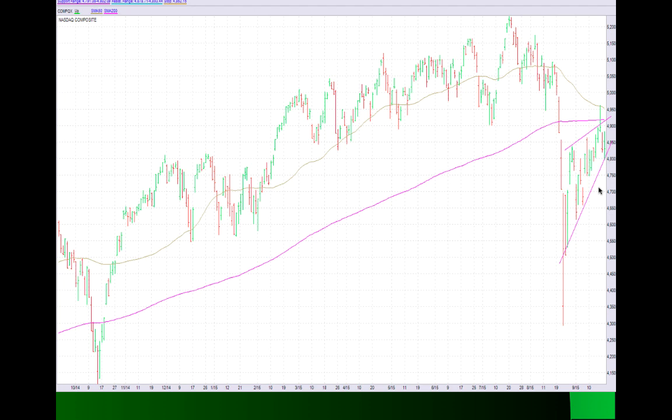It broke above it, came up here, broke above the 50-day, ran right into the resistance of the 200-day moving average, and now we're back in here. This area where it breaks out of the rising wedge is right around 4,800, and we're about 70 points below that right now.